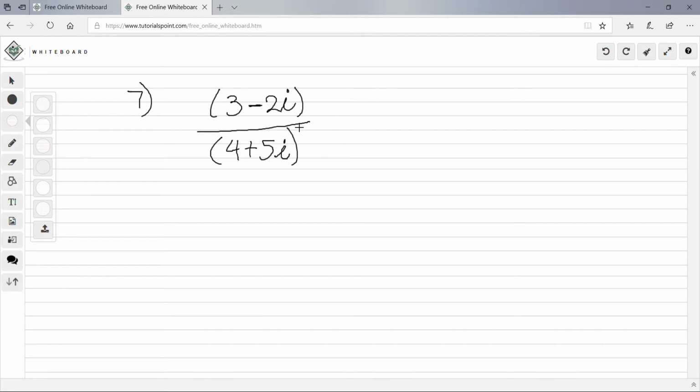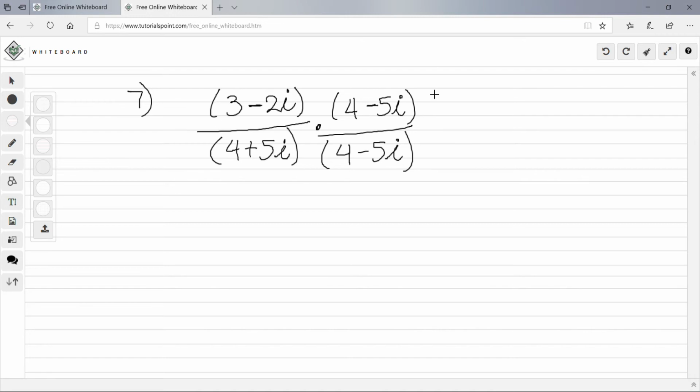What we have to do is multiply by the conjugate of the denominator. So let's look at the denominator. We have 4 plus 5i. What would be the conjugate of that? That would be 4 minus 5i, because it's always the opposite. So you just multiply the denominator and the numerator by the conjugate, 4 minus 5i, top and bottom.